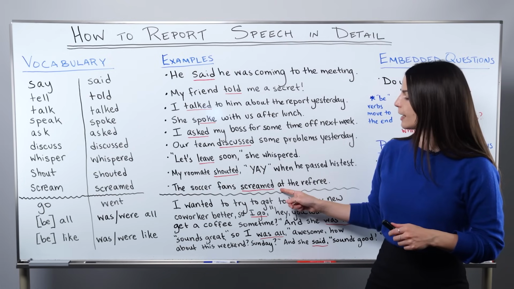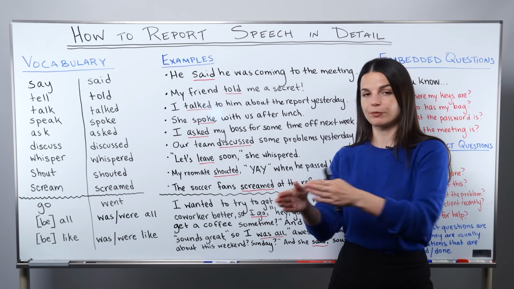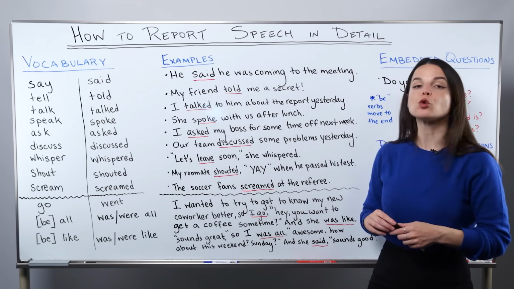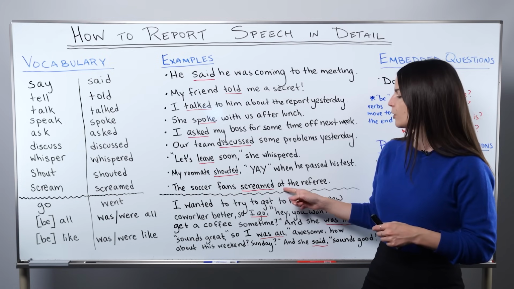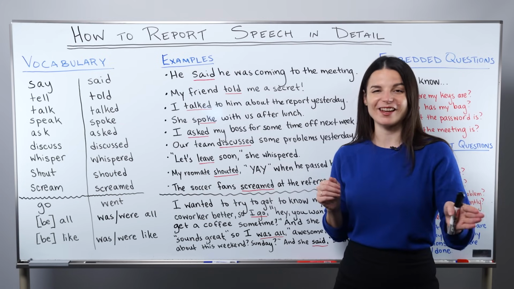You'll notice too, this preposition here, to scream at someone. We use at as the preposition here. So this shows the direction of the scream, okay? So we don't use to. We don't say "the soccer fans screamed to the referee." We do not do that. We use at. This shows the direction of the scream in this case, okay?